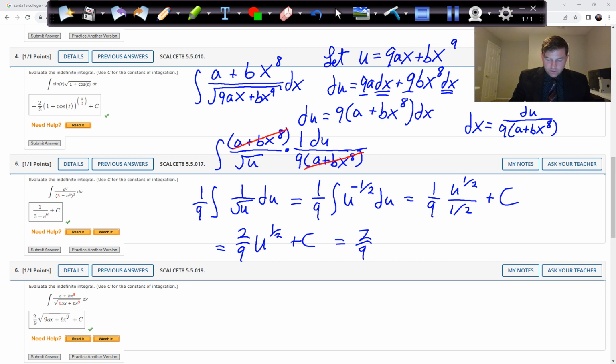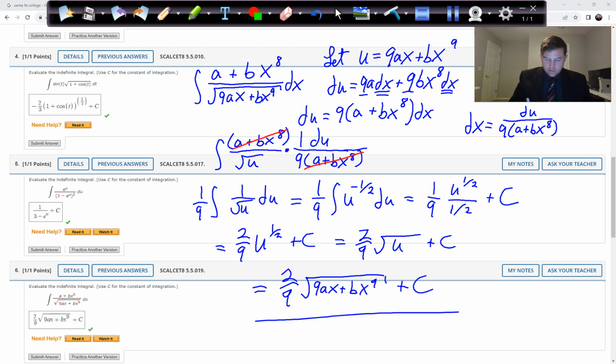Well, this is really 2 over 9 times the square root of u plus c, but u is really 9ax plus bx9. So we get 2 over 9 times the square root of 9ax plus bx9, plus c. So it's exactly the same. And that is how you do problem 6.